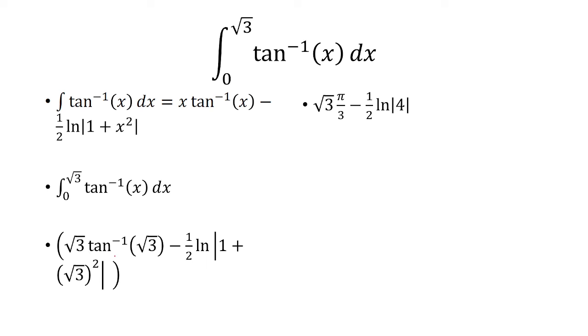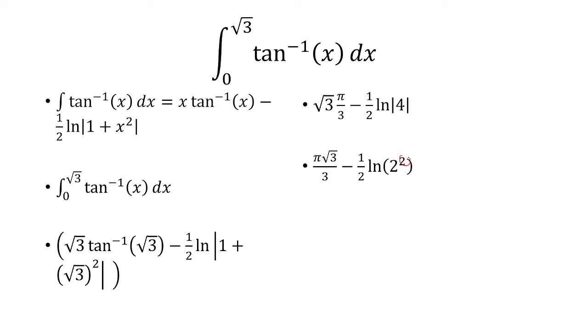So inverse tangent of square root of 3 is just pi over 3. 1 plus the square root of 3 squared is just 4. And now I can use some algebra to simplify this. I can rewrite 4 as 2 squared. And notice I went from absolute value to parentheses. That is because whatever is inside is positive. So if it's positive, you no longer need the absolute values.